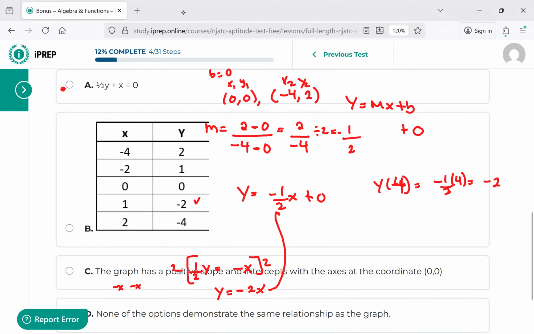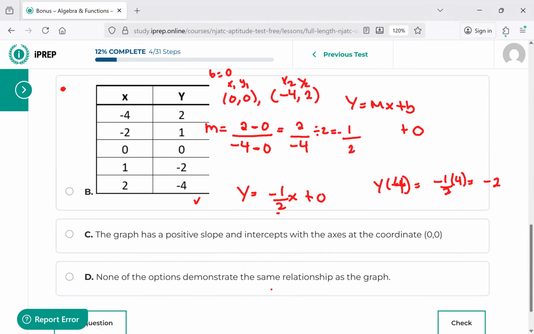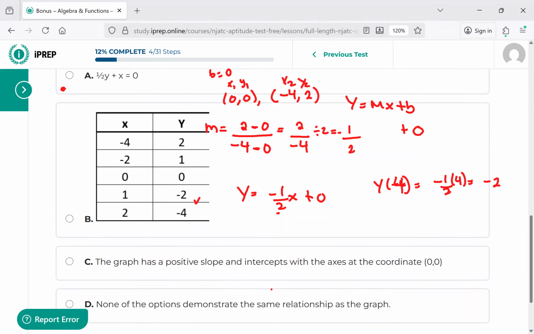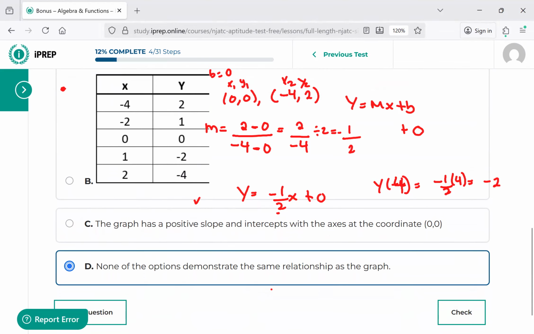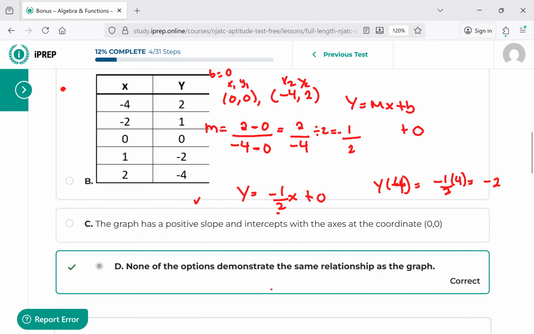Is it C? So C says the graph has a positive slope, and no, our slope is negative 1/2. So no. So it has to be D. D says none of the options are accurate, yes. So it has to be D. Correct.